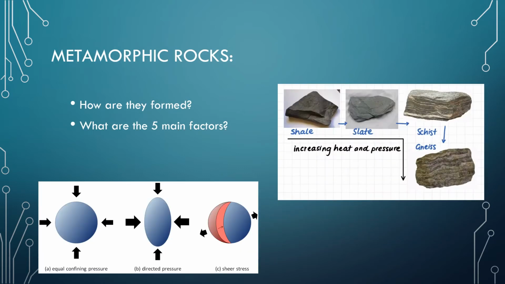Now let's talk about the second major rock type, which is metamorphic rocks. So how are they formed? Metamorphic rocks are changed as a result of exposure to intense heat and pressure. What are the 5 main factors? There are 5 main factors that control metamorphic processes. The first is the mineral composition of the parent rock. The parent rock is the rock that exists before the process of metamorphism begins.